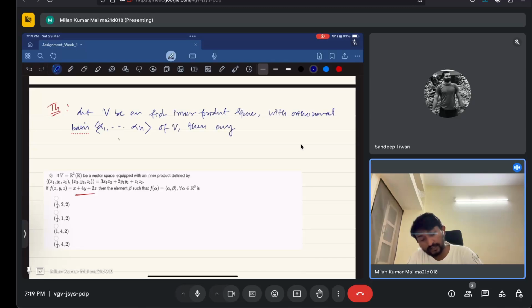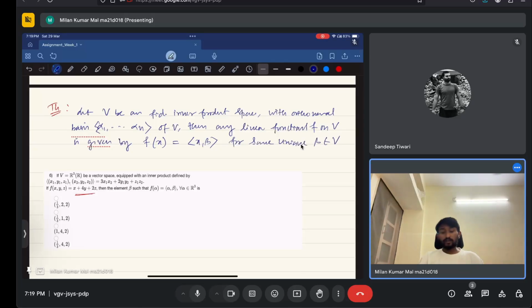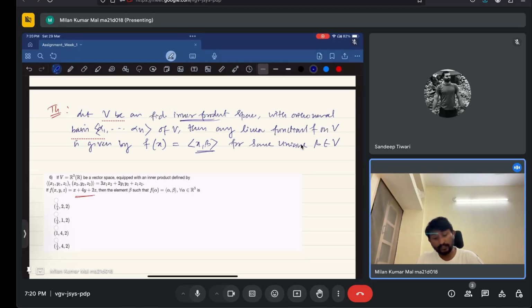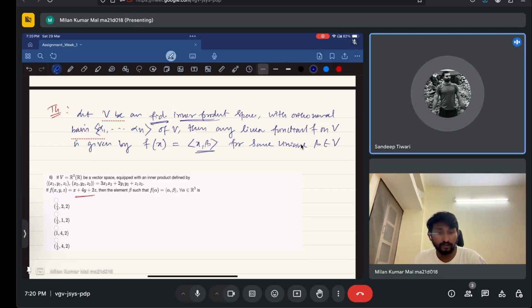Then any linear functional f on V is given by f of a vector x equals the inner product of x with beta for some unique beta in V. Yeah, this is the thing. It is saying that for any linear functional we should have such an inner product, because we are considering a finite dimensional inner product space, and this is true only for finite dimension. Here beta is given by the summation of f of alpha j conjugate into alpha j, where j equals 1 to n.